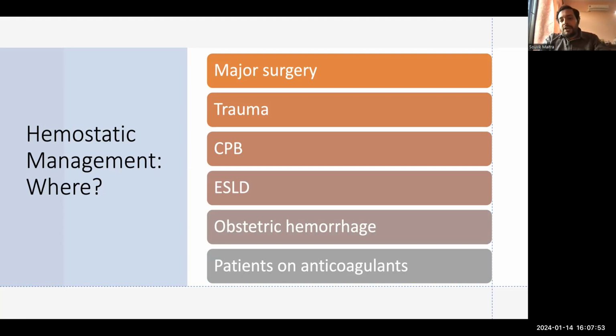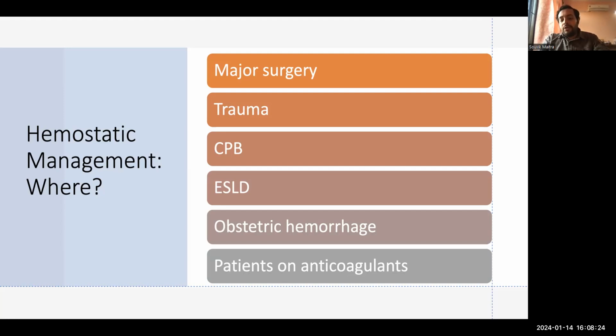Fifth, the obstetric hemorrhage. Obstetric hemorrhage is an important scenario in our country and in the Western world also. So in the management of obstetric hemorrhage, along with the surgical factors, there are specific medical considerations like alteration in the physiology in the pregnant woman and risk to the life of both mother and the fetus. That's why the management of obstetric hemorrhage is particularly important.